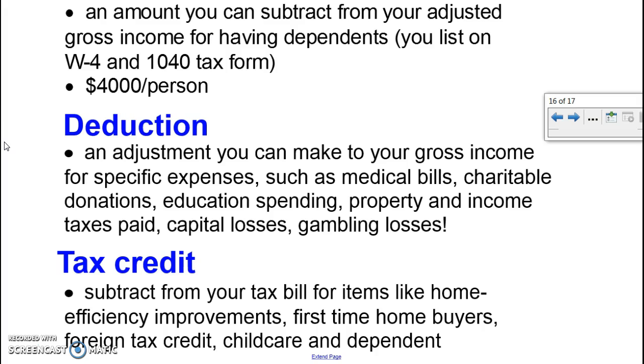If you don't want to what's called itemize your deductions, because it can be very time consuming to keep track of all this stuff, you can take what's called the standard deduction. There's a certain dollar amount that the IRS lets you just take as a deduction from your gross income each year. Also, you can get something called tax credits, and those, after you've calculated your whole tax bill, maybe you figure out you owe $20,000, but you did some home efficiency improvements, you put in new windows in your house, and you can deduct $3,000 straight off your tax bill as a tax credit.